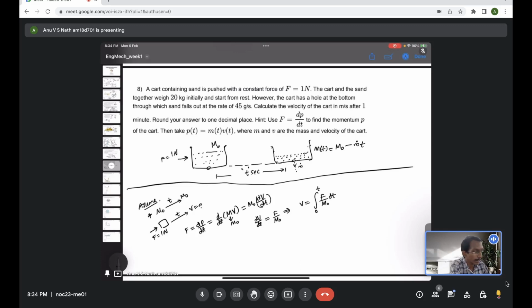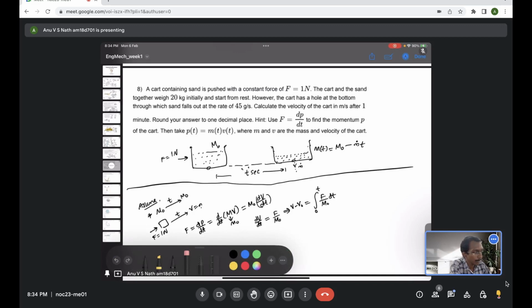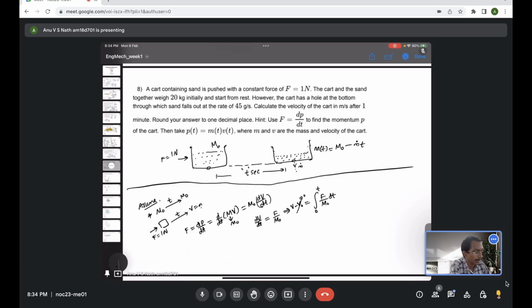So when we do the integration, remember on the left hand side also we need to do the integral. So it will be v of t minus v of 0, the velocity at time t minus the velocity at the initial time 0, because we are integrating from time 0 to t, just the integration limits. It's given that initially it is starting from rest, so v0 will be 0. So in that case the velocity of the body at time t will be just the integral from 0 to t of F dt by m0.